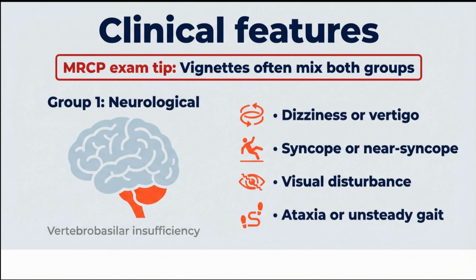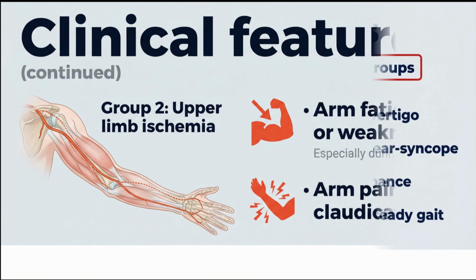Clinical features. There are two groups of features, and the exam often mixes them in the same vignette. First, neurological features due to vertebrobasilar insufficiency: dizziness or vertigo, syncope or near syncope, visual disturbance such as blurred vision or double vision, ataxia or an unsteady gait.